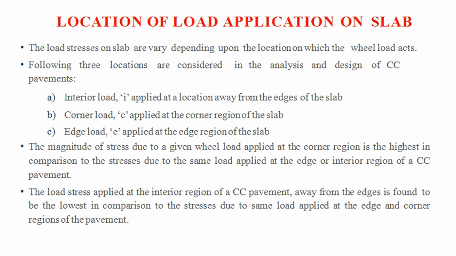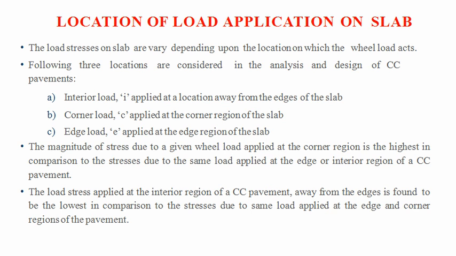Next, the location of the load applied on the slab. The load stresses on the slab vary depending upon the location where the wheel load acts. Following are the three locations which are considered in the analysis and design of cement concrete pavements. Firstly, the interior load I, which is applied at a location away from the edges of the slab. Second, the corner load C, applied at the corner region of the slab. And third, the edge load E, which is applied at the edge region of the slab.